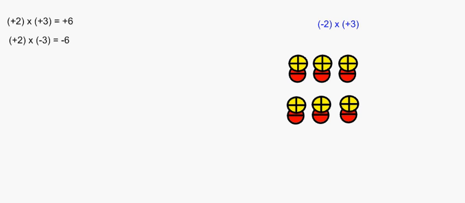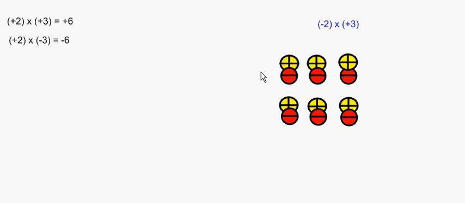So I want to take away 2 groups of positive 3. Now I can take away my 2 groups of positive 3. There's 1, 2, 3, one group of positive 3, and 1, 2, 3, there's my other group of positive 3. So if I take away 2 groups of positive 3, I'm going to end up getting a negative 6 answer. So negative 2 times positive 3 equals negative 6.